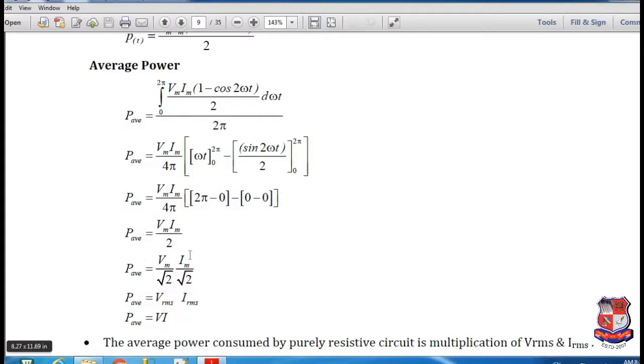Now again we can write the equation in this form. P average is equal to Vm by root 2 and Im by root 2. We know the relation between the RMS value and the maximum value: Vrms is equal to Vm by root 2 and Irms is equal to Im by root 2. So at the end we can write the average value of the power as Vrms into Irms. In short, P average is equal to VI. So the average power consumed by a purely resistive circuit is the multiplication of Vrms and Irms.